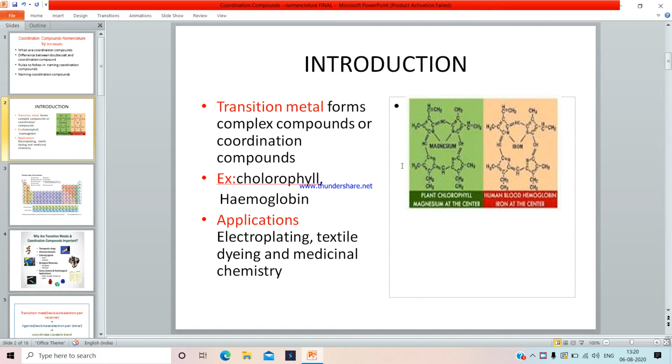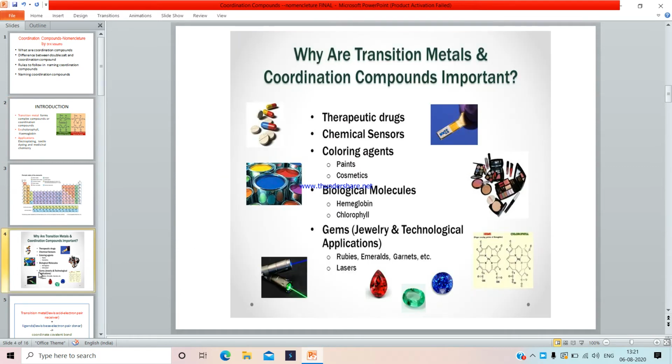The well-known examples are chlorophyll and hemoglobin, which are examples of coordination compounds. Coming to the applications, these coordination compounds find many applications in electroplating, textile industry and medicinal chemistry. Why should we read about these coordination compounds, and why are transition metals very important? These are all the different fields where we come across coordination chemistry: mainly therapeutic drugs, chemical sensors, coloring agents.